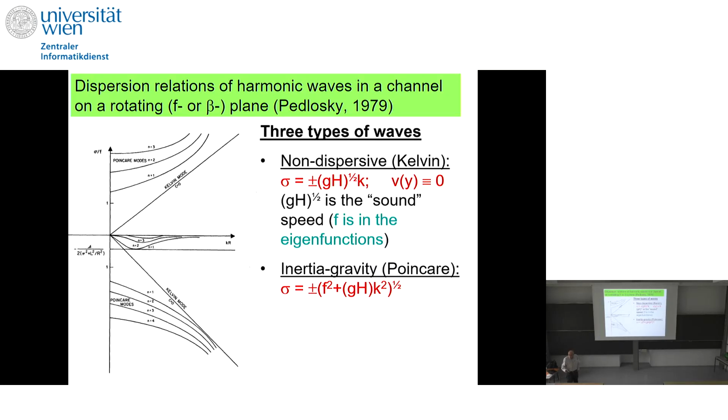It's not U. It's not advection. It's a Pythagorean summation of the inertial frequency and the gravity wave frequency. There is no U.